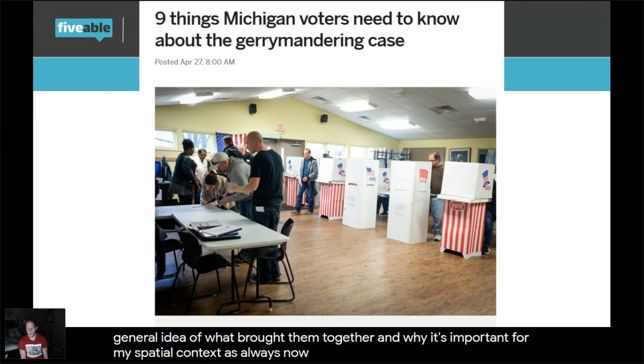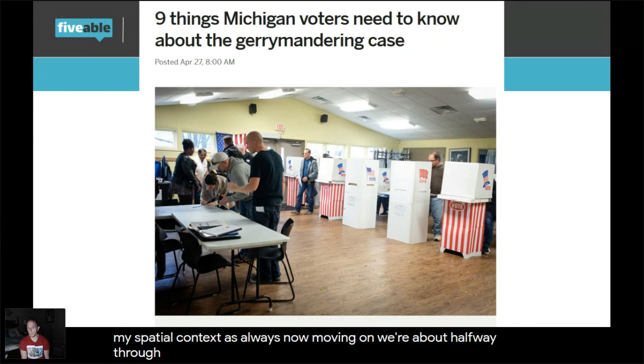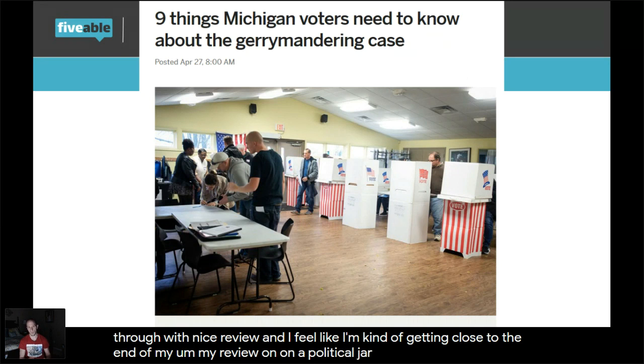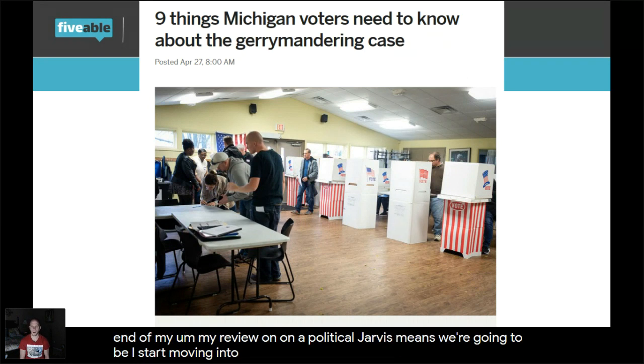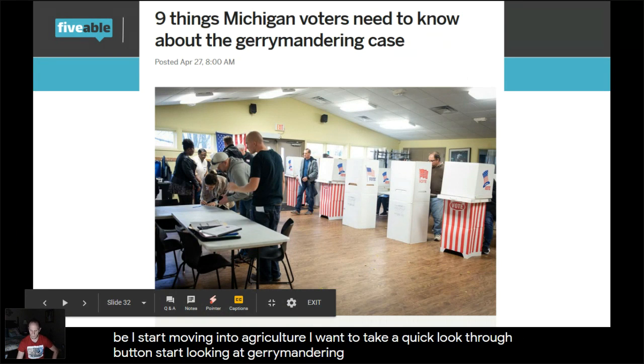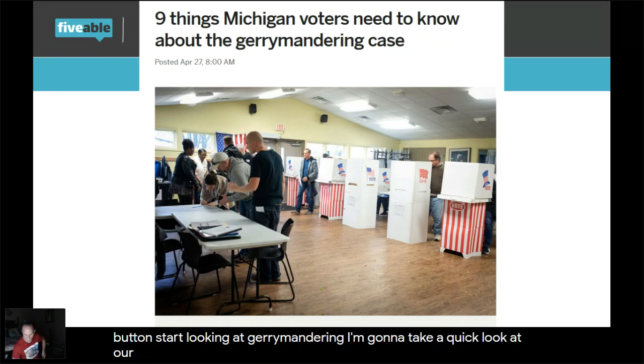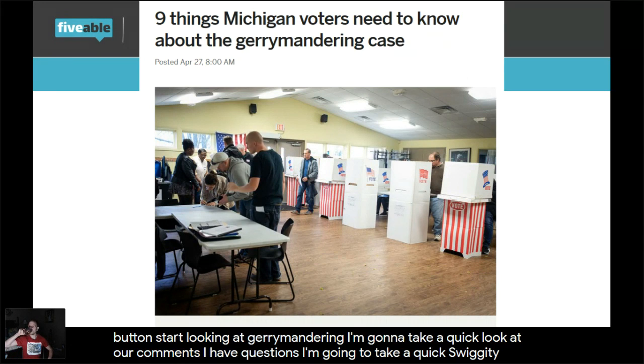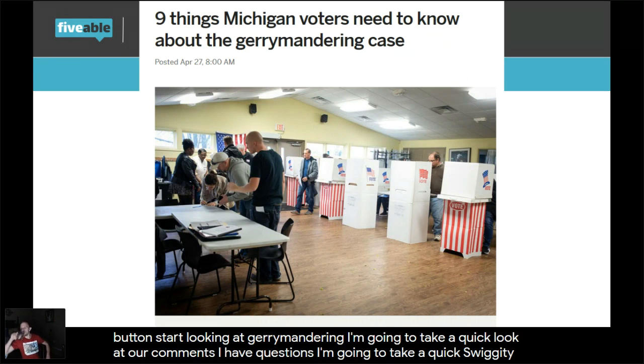Now, moving on, we're about halfway through with tonight's review. And I feel like I'm getting close to the end of my review on political geography, which means we're going to be able to start moving into agriculture. I want to take a quick look because we're about to start looking at gerrymandering. I want to take a quick look at our comments or our questions. I'm going to take a quick swig of tea.